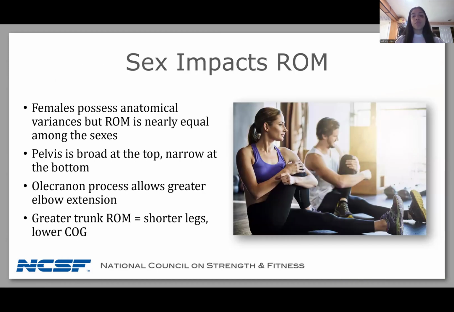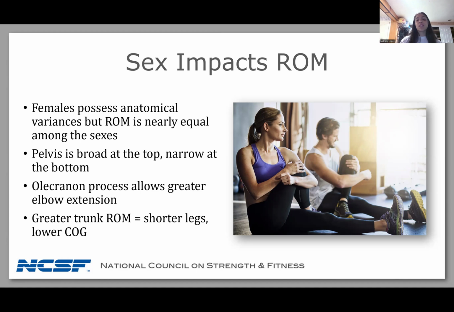So now that we talk about, usually we note differences between males and females. In resistance training, we also saw how it impacts them in cardiovascular training. Well, it's going to impact how flexible they are as well. So females possess anatomical variances, but the range of motion is usually the same between males and females. There is a difference in how females have a broader pelvis at the top and it goes narrow at the bottom. So this is just going to impact certain ranges of motions with some movements.